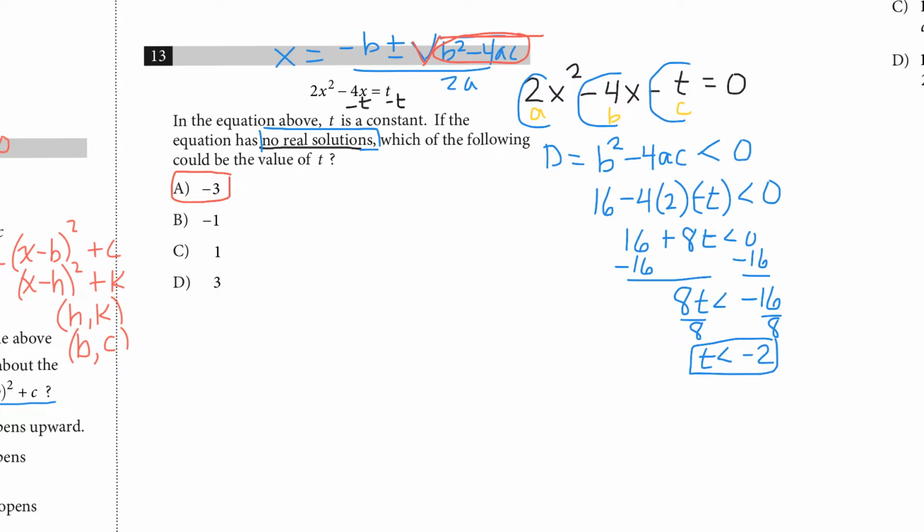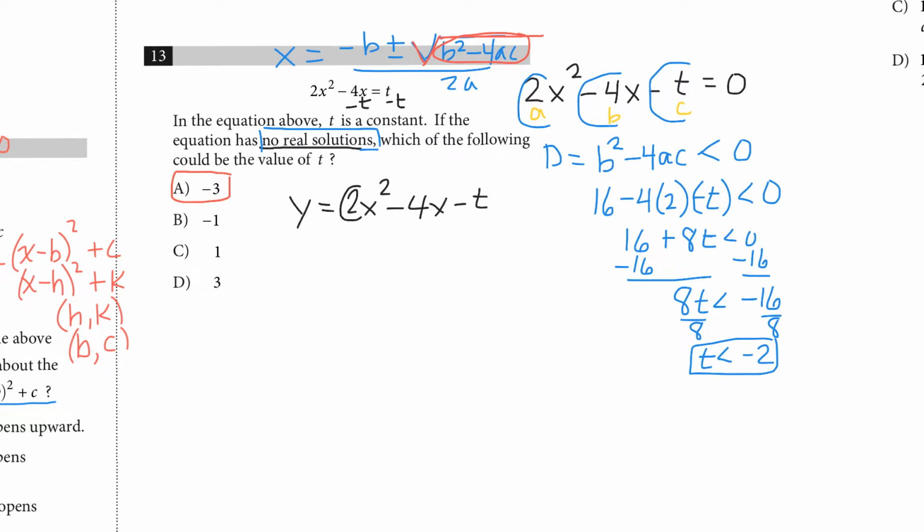Now, at this point, a student might be thinking, is there an easier way that we could do this without the discriminant? Well, maybe there is. We can look at the graph. If we have y is equal to 2x squared minus 4x minus t, what we need to do is graph that. And it looks like a is positive, so that means it opens up.